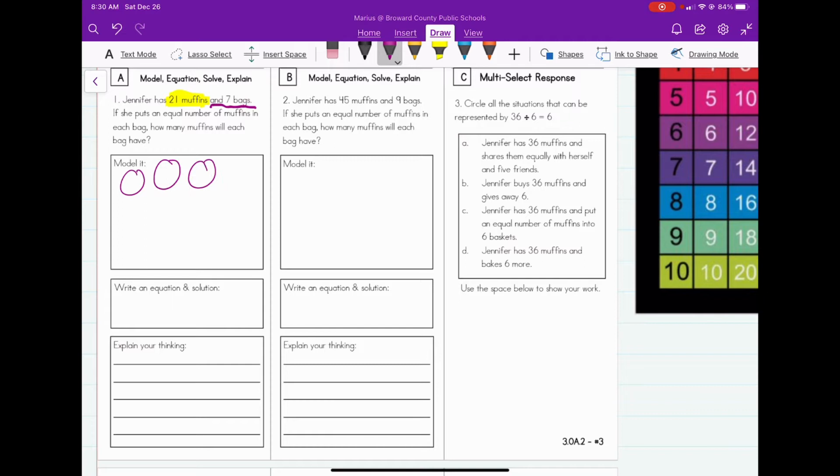1, 2, 3, 4, 5, 6, 7. Now we're going to count. We're going to put a muffin in each bag and continue to count, going in order until we've counted out 21 muffins. So this is what I mean. We're going to do 1, 2, 3, 4, 5, 6, 7. Now I've counted out 7.